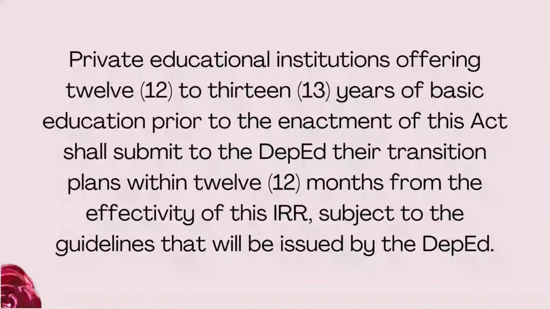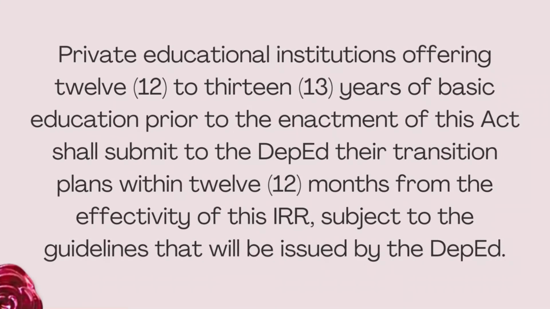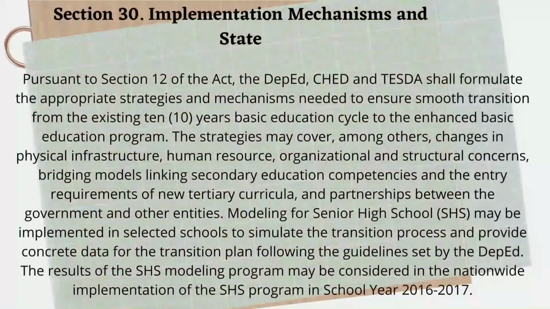Private educational institutions offering 12 to 13 years of basic education prior to the enactment of this Act shall submit to the DepEd their transition plans within 12 months from the effectivity of this IRR, subject to the guidelines that will be issued by the DepEd. Section 30. Implementation Mechanism and Strategies. Pursuant to Section 12 of the Act, the DepEd, CHED, and TESDA shall formulate the appropriate strategies and mechanism needed to ensure the smooth transition from the existing 10-year basic education cycle to the Enhanced Basic Education Program.